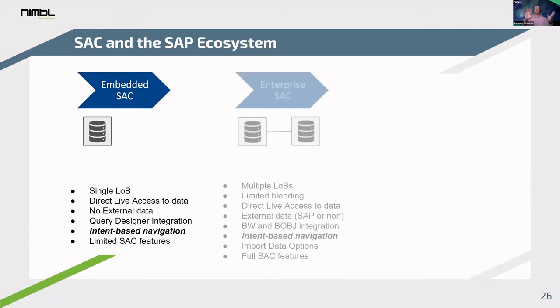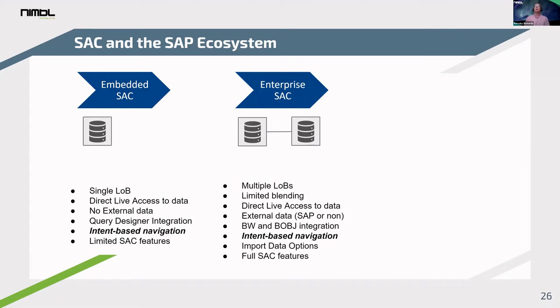The second one, and probably the one that most people would consider with SAC, is an enterprise SAC tenant, right? So at the top here, representing these two data sets, you can have a dashboard that contains multiple lines of business in one page. So you could have sales and operations. You can do a little bit of data blending, data wrangling between the two, but not much, right?